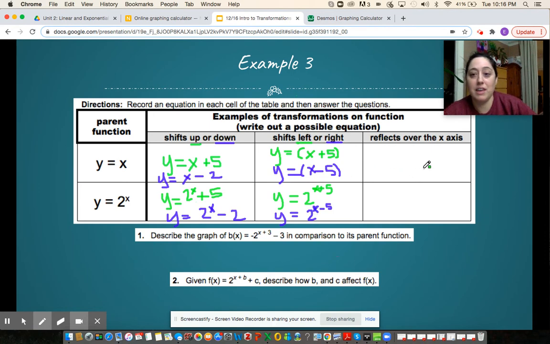Reflect over the x-axis. So again, this would just be y equals negative x. And this one would just be y equals negative 2 to the x.